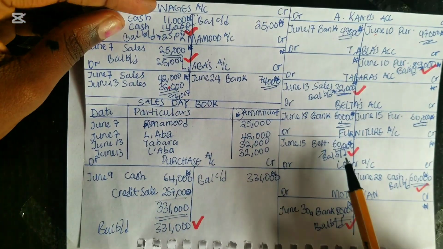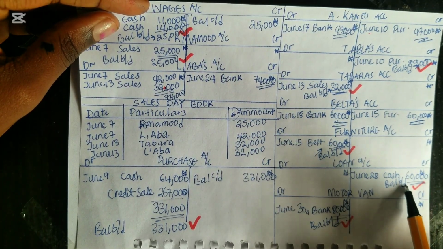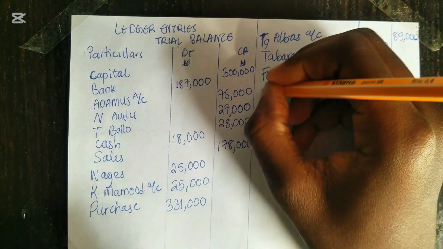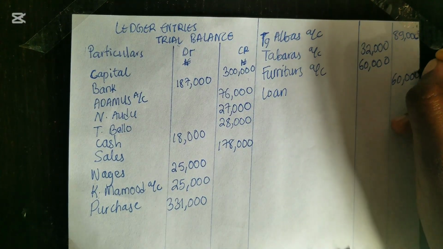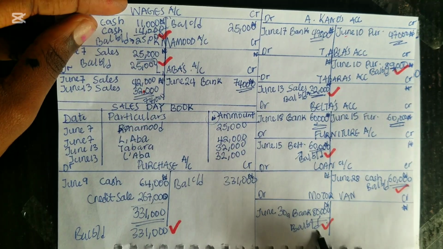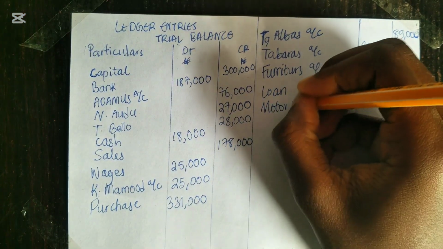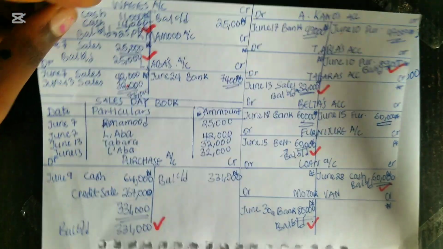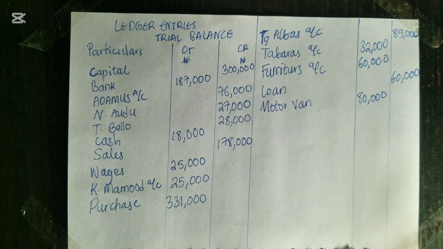I've done with furniture. The next one after furniture is what? Loan. Loan, does it have a balance brought down? Yes, and it's on the credit side. So write loan on the credit side, 60,000 naira. Motor van, does it have a balance brought down? Yes, and it's on the debit side. So we have motor van. How much is the amount? 80,000 naira.